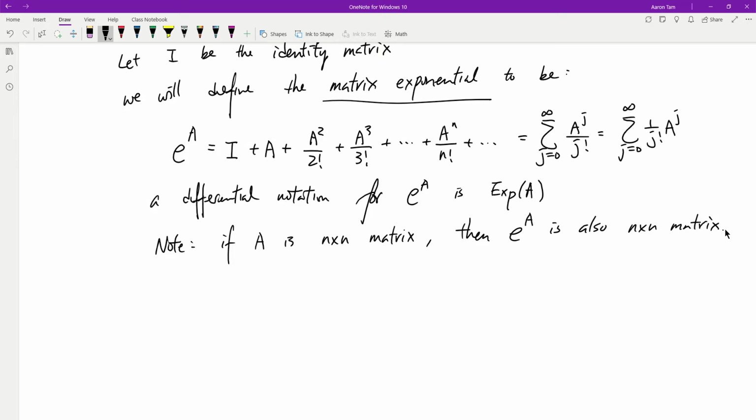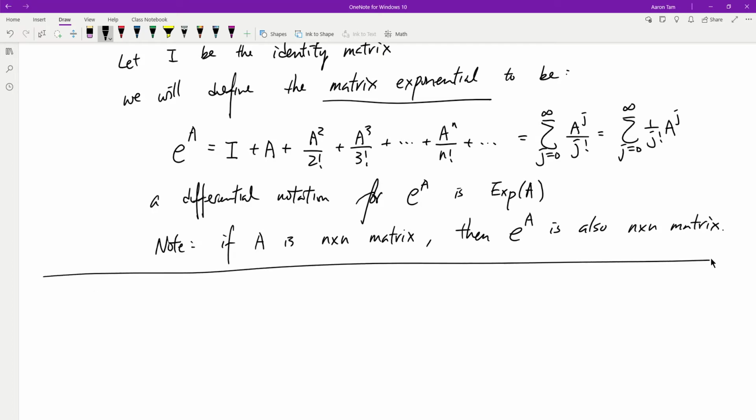The reason why is, if you think about the way it's defined, if A is an n by n matrix, then obviously here A will be an n by n matrix, and since a square matrix raised to a power is closed, that means A squared, A to the third, A to the fourth, A to the fifth, and so on and so forth are all n by n matrices. And they simply have a coefficient multiplied to them. So essentially, this summation is simply adding a whole bunch of, as many as infinitely many, n by n matrices together. And since matrix addition is closed, it will result in an n by n matrix.